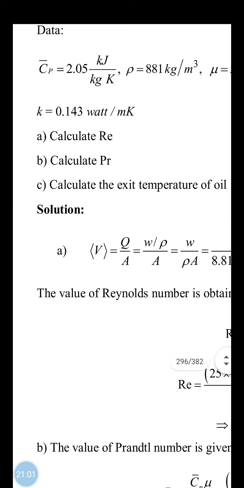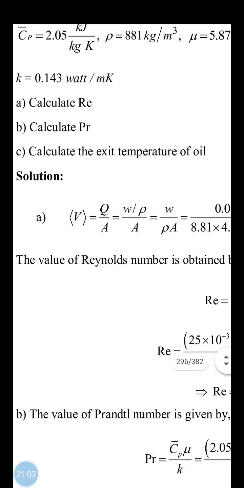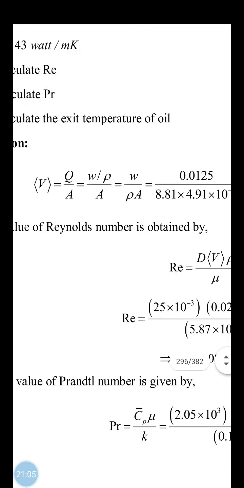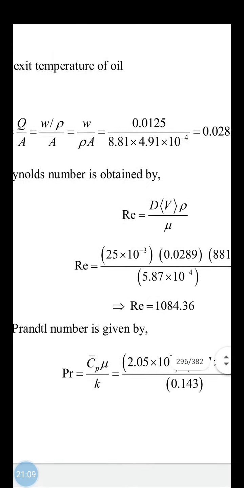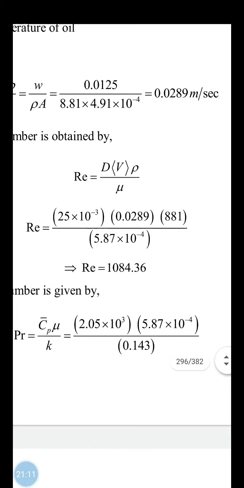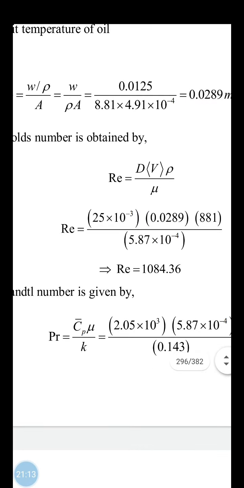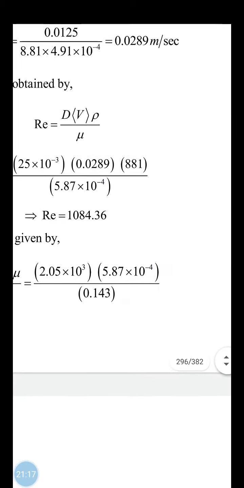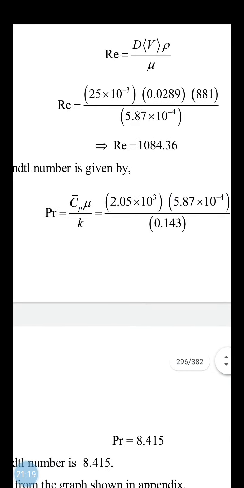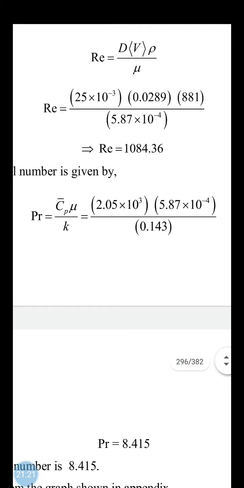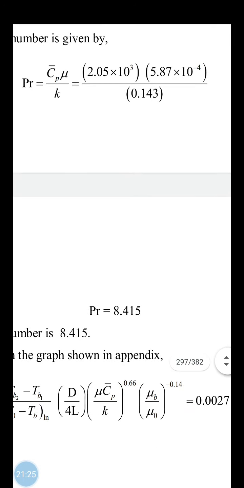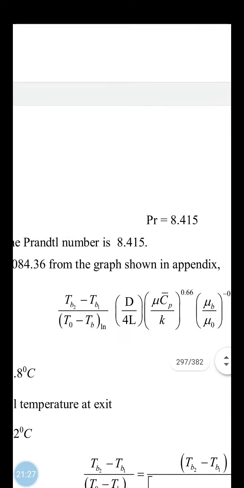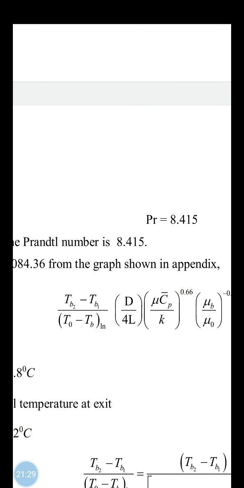So to find out the Reynolds number, you should find out the average velocity. By writing Q by A, you can find out the value of velocity. You can put this value of velocity in the Reynolds number, d V average rho by mu, and find out the Reynolds number. Secondly, you can find out the Prandtl number by Cp mu by k. You know all the values and you can find out the Prandtl number. Finally, how to calculate the exit temperature of the oil?